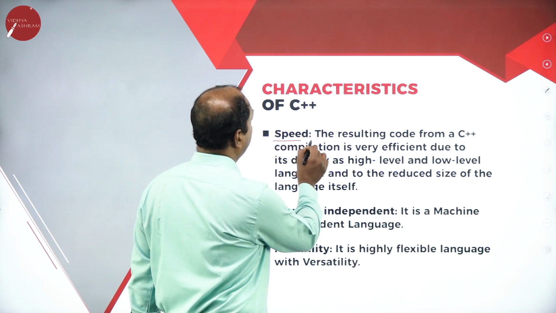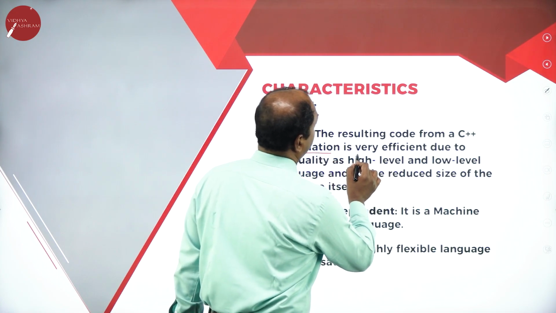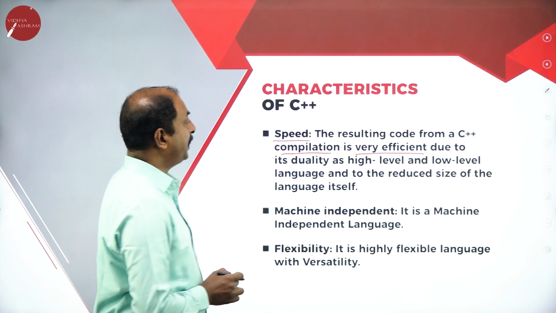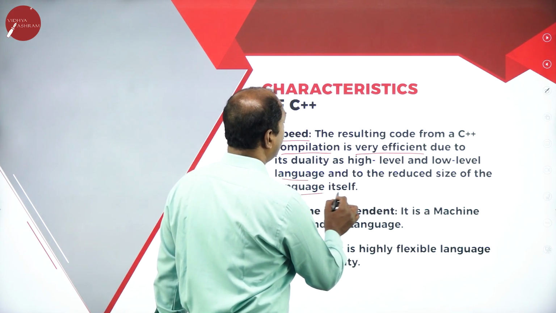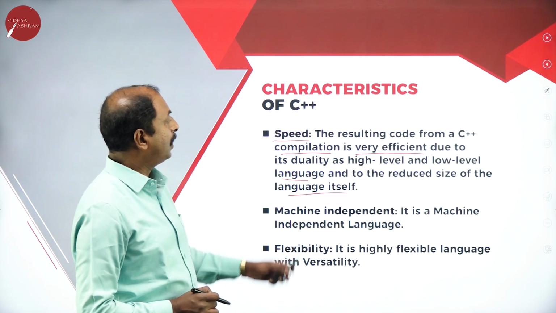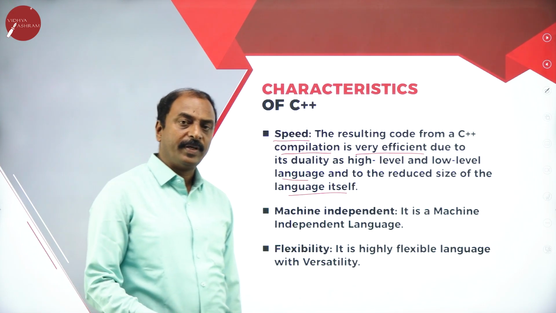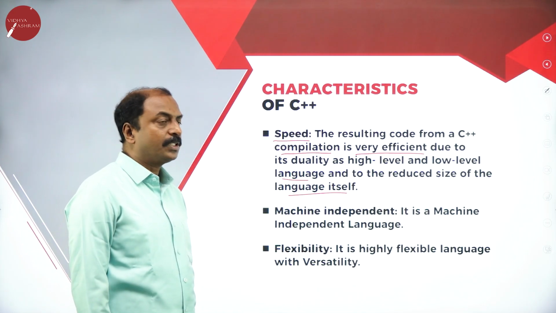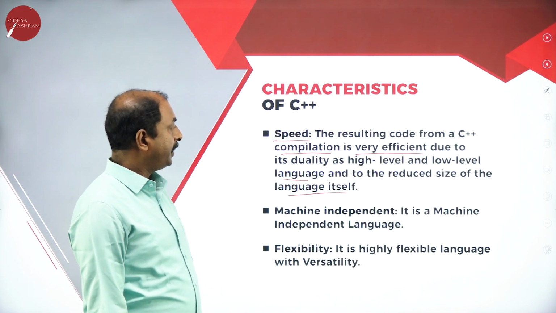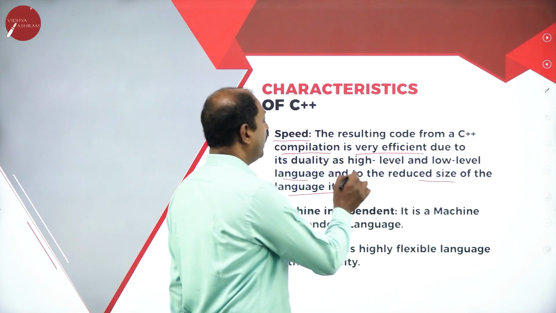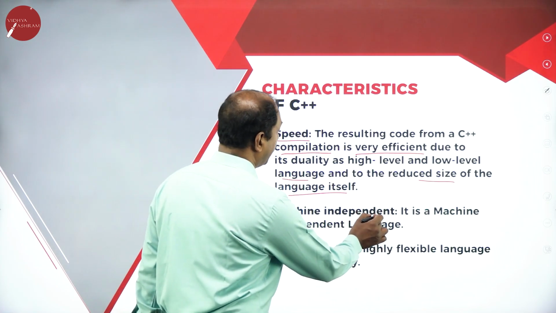Next characteristic is speed. Here the resulting code from a C++ compilation is very efficient due to its duality as a high-level language and a low-level language. Because it is a combination of high-level and low-level language, and a superset of the C language, the compilation is very effective, and so it reduces the size of the language itself. That is speed.